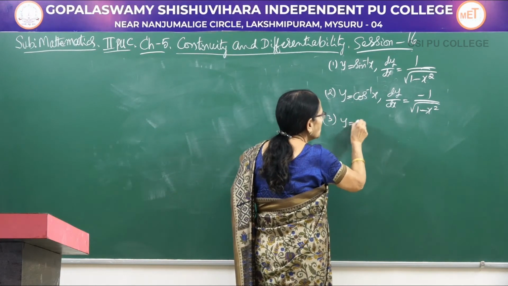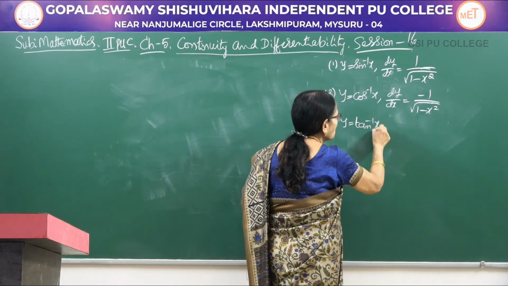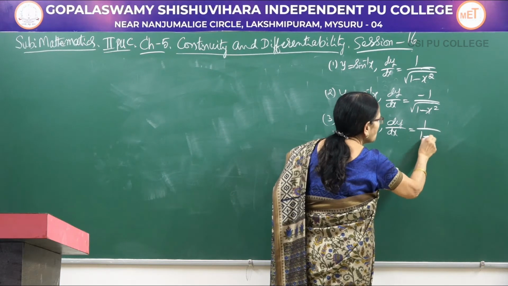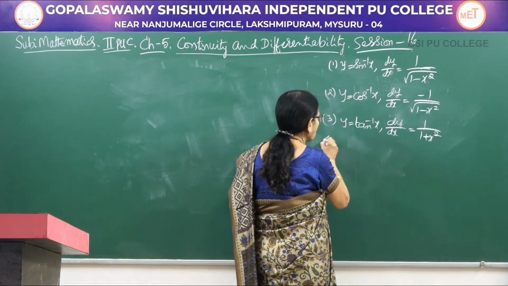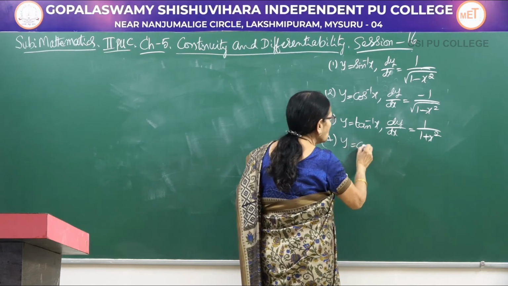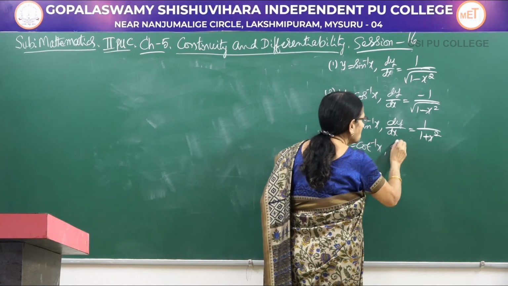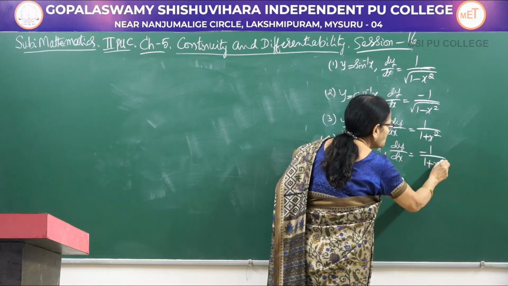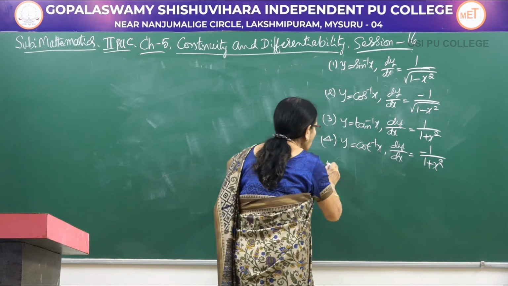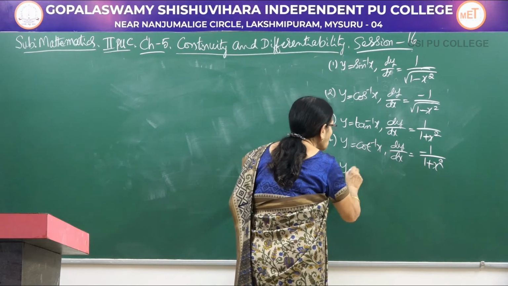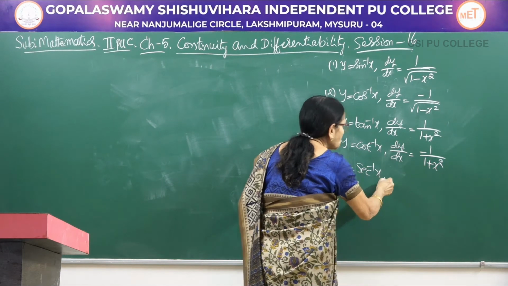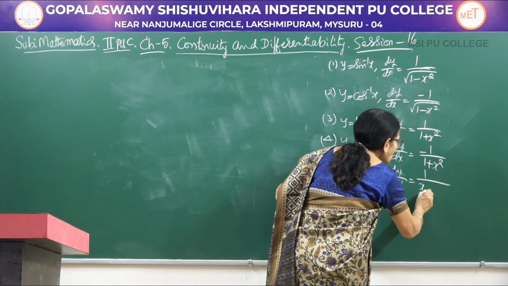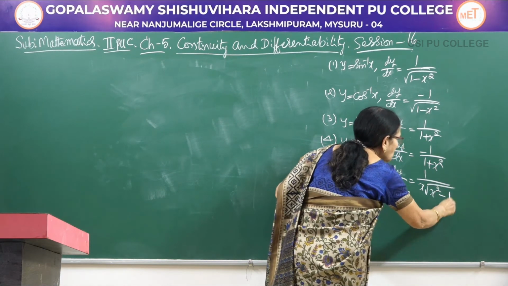Now, the third one, y is equal to tan inverse x. Dy by dx is equal to 1 divided by 1 plus x square. And then y is equal to cot inverse x. Dy by dx is minus 1 over 1 plus x square. Now, the fifth one is y is equal to secant inverse x, then dy by dx is 1 divided by x root of x square minus 1.